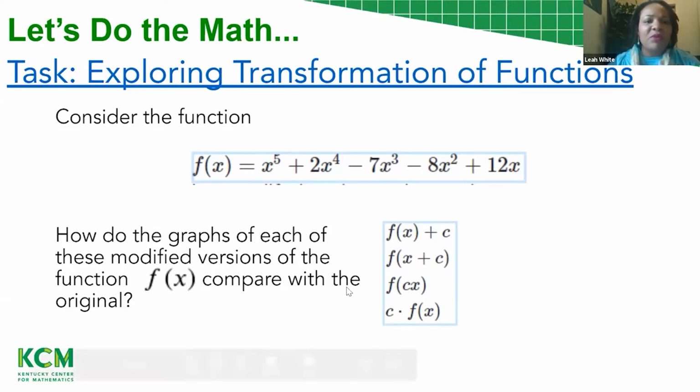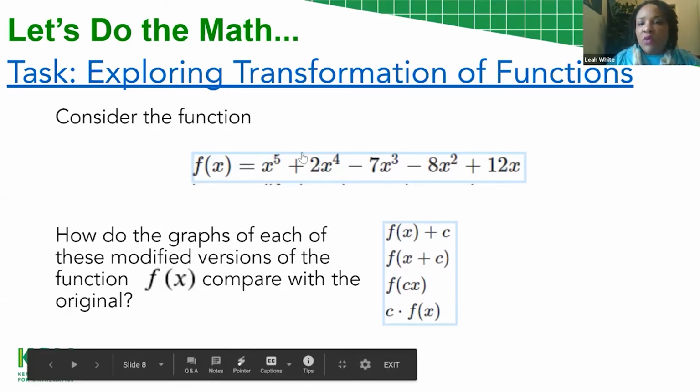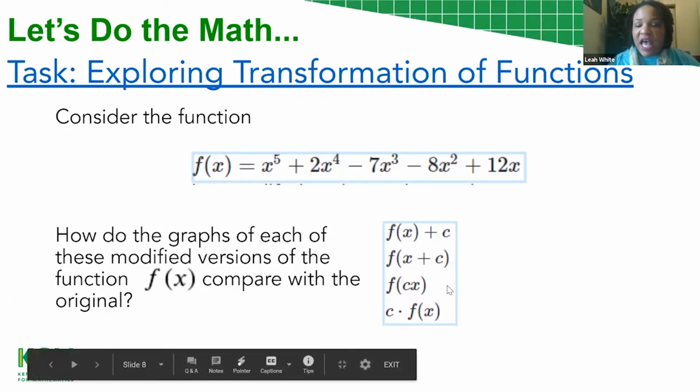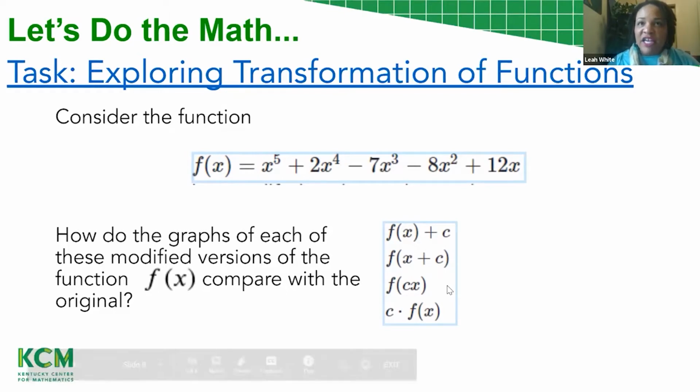Basically, we're going to be exploring transformations of functions. And here's our function here. It's a polynomial. More specifically, we're going to look at how the graphs of each of the modified versions of f of x compare with the original. So providing our kids an opportunity to explore, and to do that digitally, now is a great opportunity. So let's jump right in.